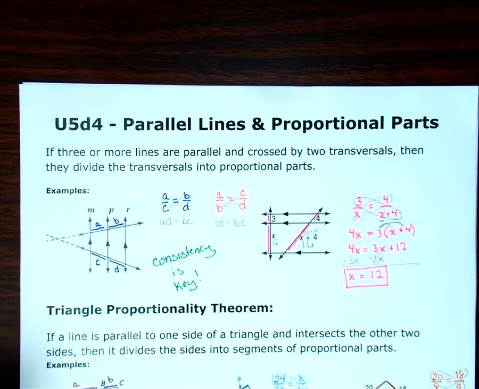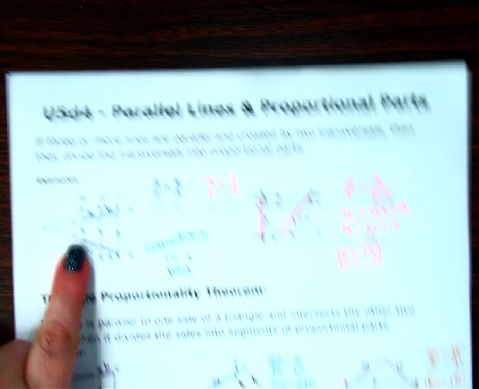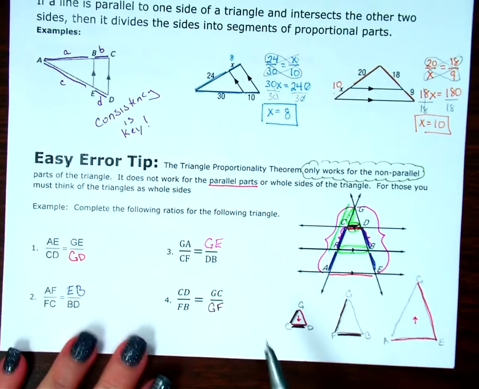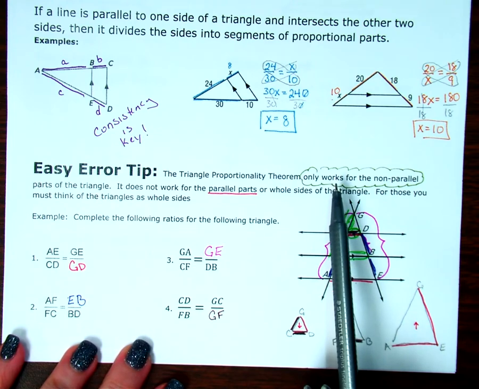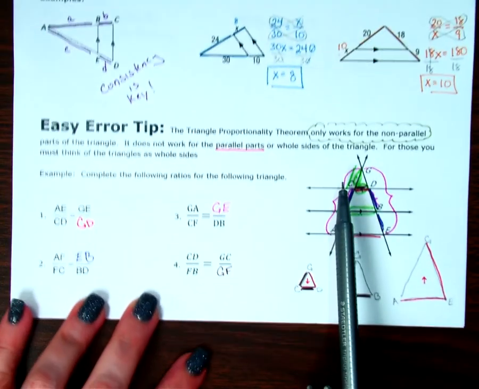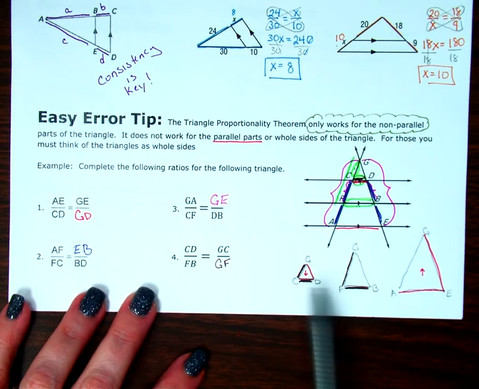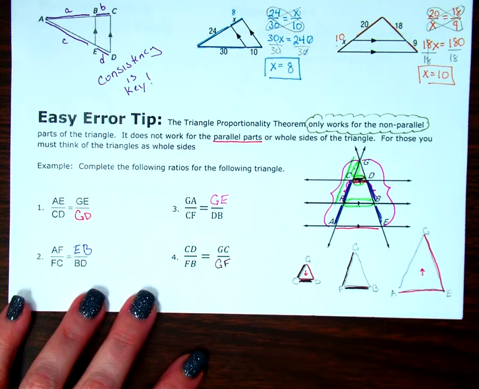Hi, welcome back. In the previous videos, we looked at parallel lines and proportional parts as they relate to transversals and to triangles. And then we looked at a key error tip that, with the triangles, it only works for the non-parallel parts. If you're working with a parallel section, you have to redraw your picture into its separate parts and use the whole sides of the triangle.